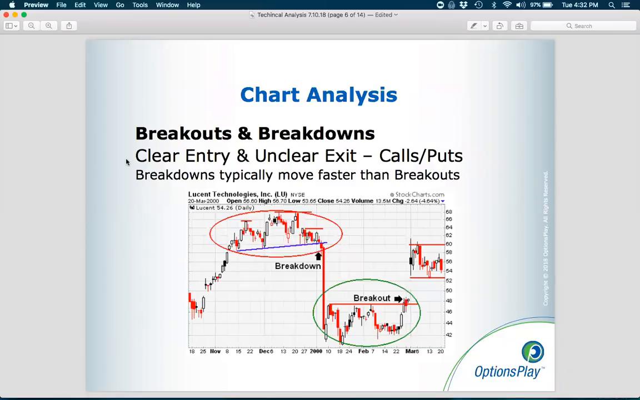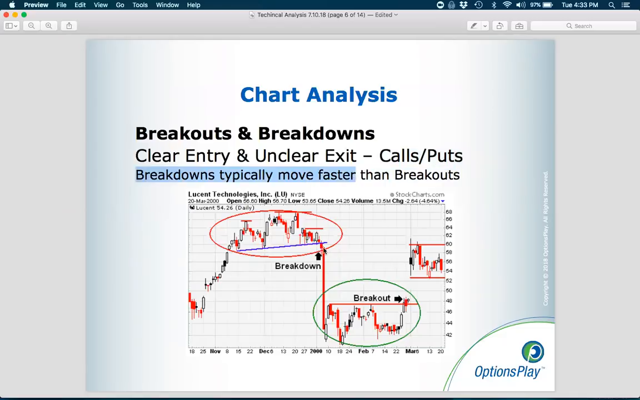Now, with this type of analysis, typically we have a very clear entry. However, they typically have unclear exit signals, meaning there's really no target that these types of things provide, right? So when this stock breaks down, there's no real indication of how far down it's going to go. Conversely, if it breaks higher, there's no indication as to how far higher it's going to go. So because you have a clear entry, but you don't really have a target price, buying calls and puts is usually a more suitable strategy for these types of trades. And breakdowns and breakouts typically move very fast.